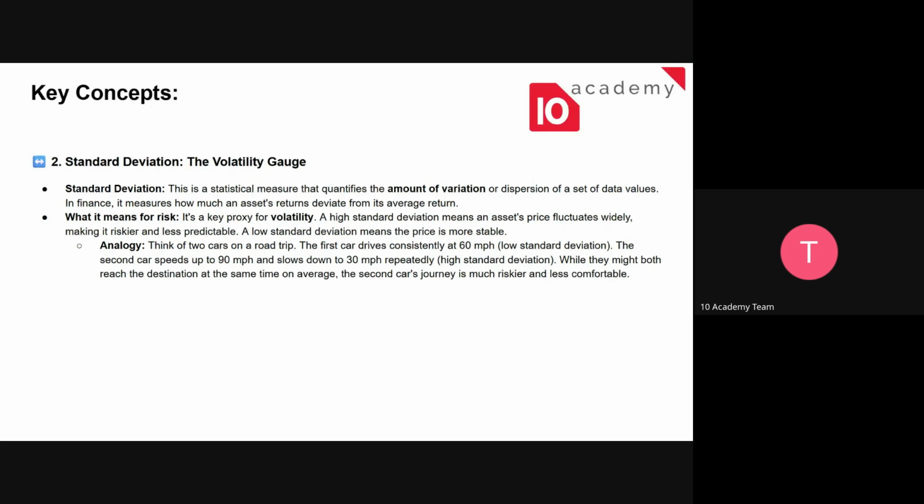What it means for risk: it's a key proxy for volatility. So a high standard deviation means an asset's price fluctuates widely, making it riskier and less predictable. So fluctuation means it might also increase, it might also decrease. So it's a plus and minus.